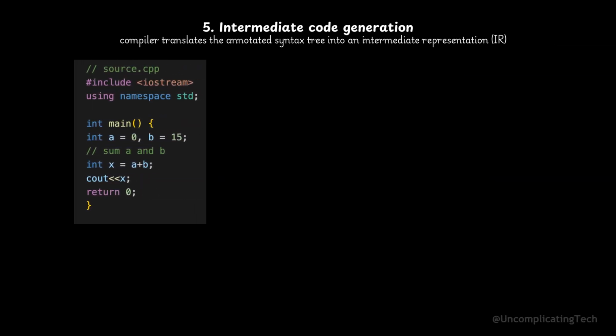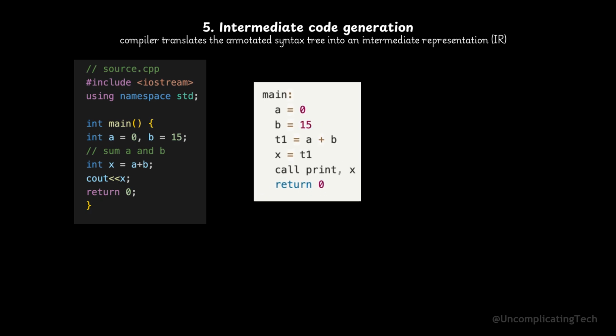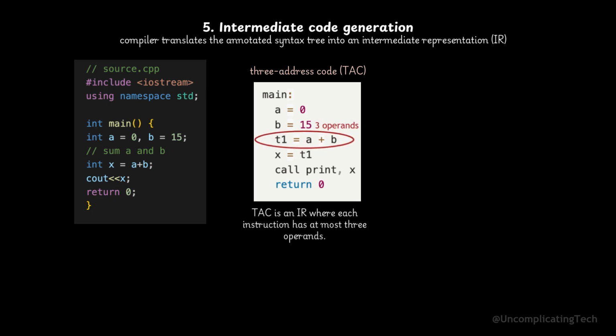After semantic analysis, the compiler translates the annotated syntax tree into an intermediate representation or IR. The IR is a simplified, low-level, platform-independent code that is easier to optimize and translate into machine code. For example, the IR might look like this in 3-address code format. 3-address code format is an intermediate representation where each instruction has at most 3 operands. Like in this example, t1 = a + b has the most operands, which is 3.